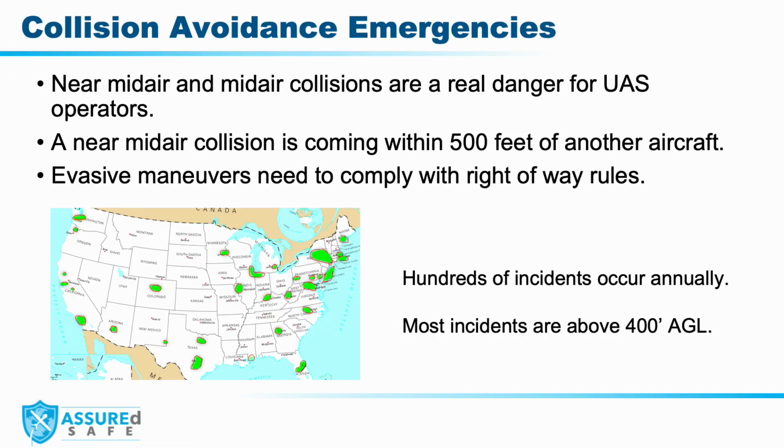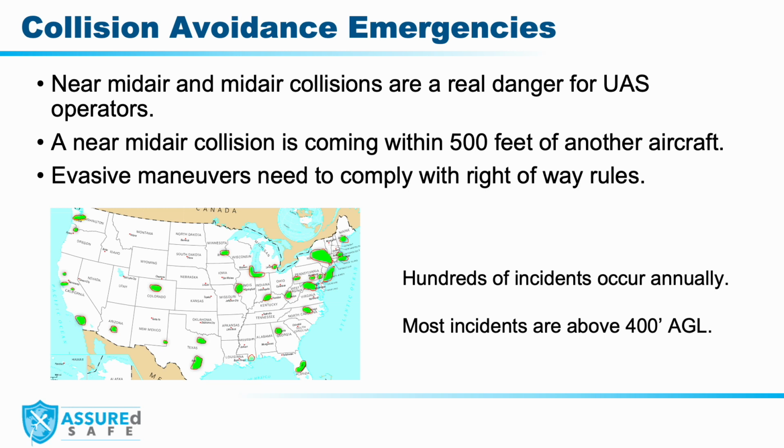A near-mid-air collision is defined as coming within 500 feet of another aircraft. Evasive maneuvers need to comply with right-of-way rules. Collision avoidance emergencies require the remote pilot to take evasive action to avoid coming close to a crewed aircraft. Remember, crewed aircraft always have the right-of-way, even in an emergency. Since 2015, there have been hundreds of documented incidents between crewed and uncrewed aircraft. Most of these incidents have occurred above 400 feet AGL.